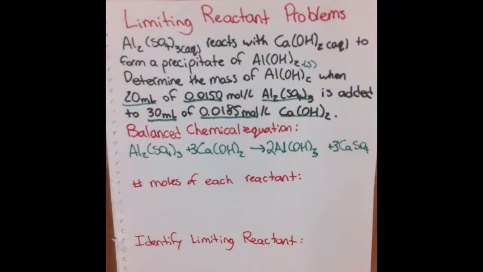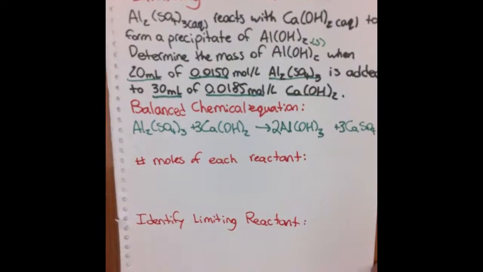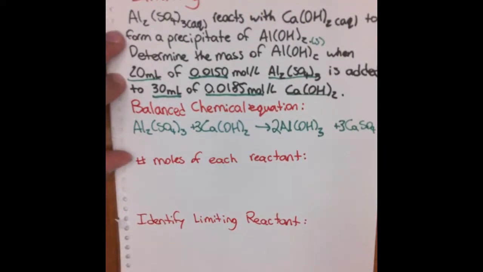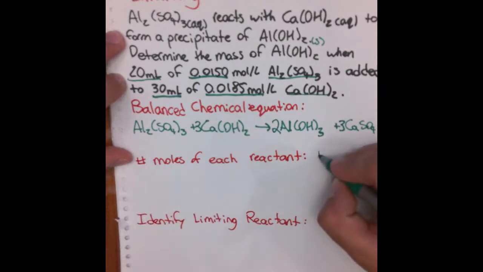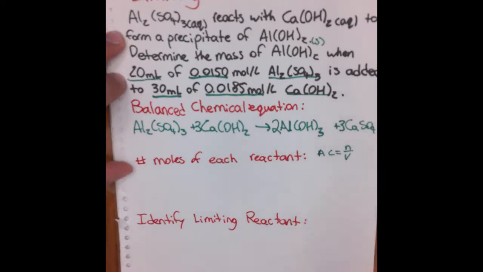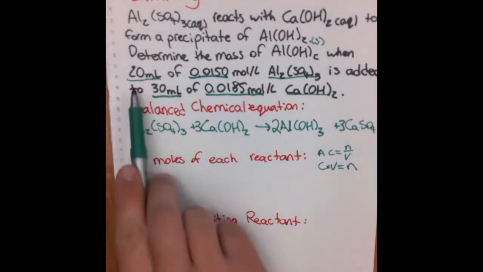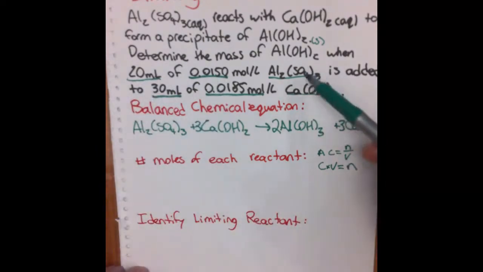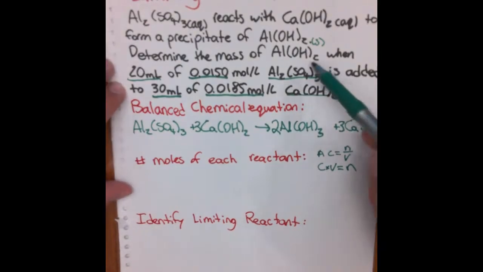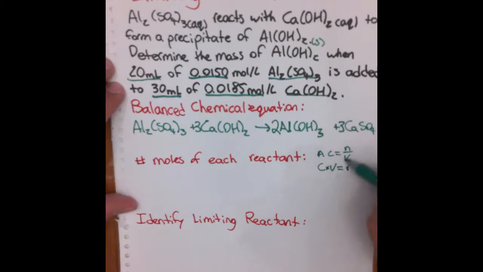The very first step that we need to do is calculate the number of moles of each reactant. To do that, we can just use our concentration equals our number of moles over our volume, right? We are going to rearrange this equation to solve for moles, so we can just multiply both sides by volume. Concentration times volume is going to equal our number of moles. We are given concentrations and volumes of both Al2(SO4)3 and Ca(OH)2.